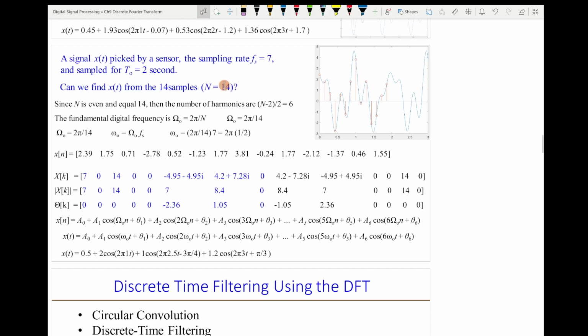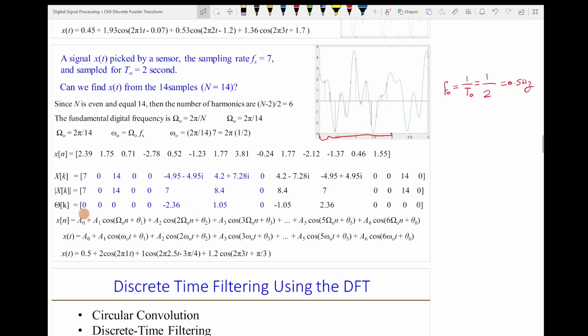So now N is 14 and the frequency resolution is 1 over T0, so that is 1 over 2 seconds, which is 0.5 hertz. So I will be able to see a signal that is either half hertz or 1.5 hertz or 2.5 hertz. When you look at these 14 samples, you apply the fast Fourier transform, which is the discrete Fourier transform. That's X of k. This is the magnitude, and this is the phase.